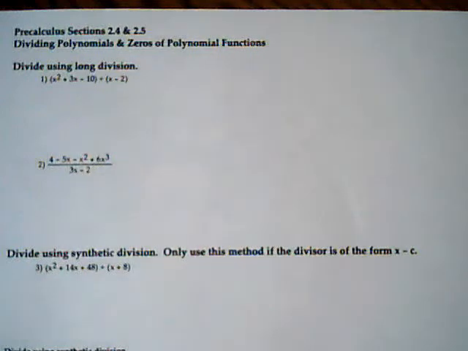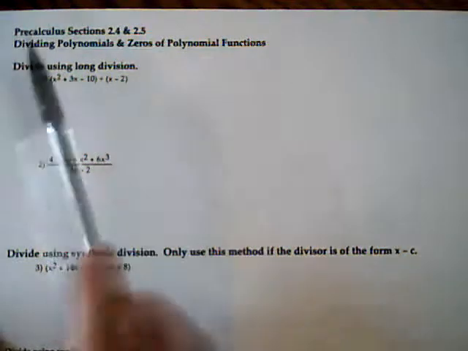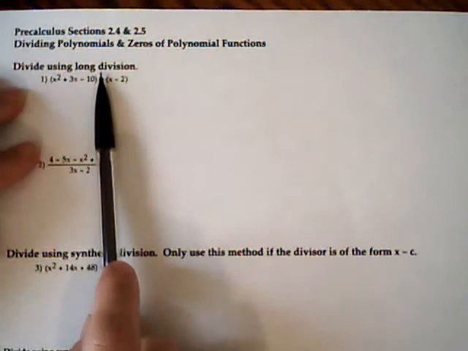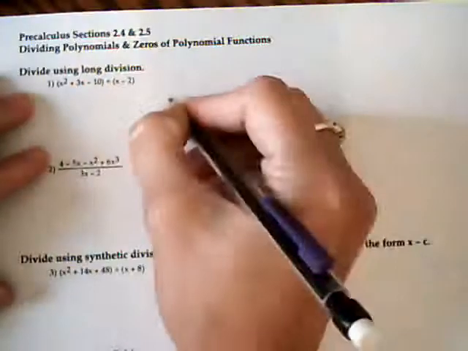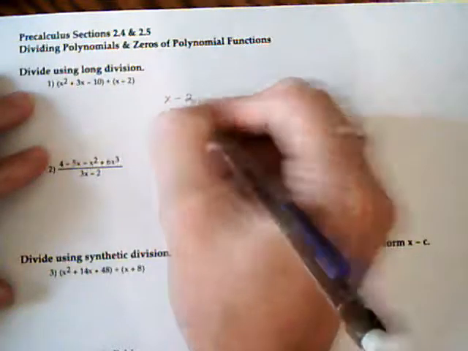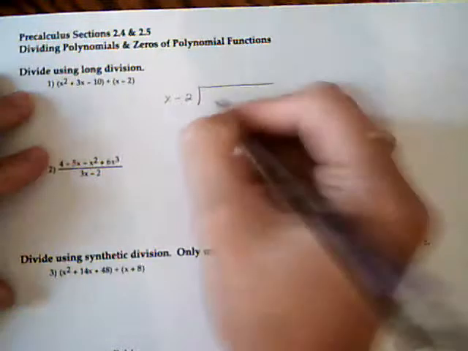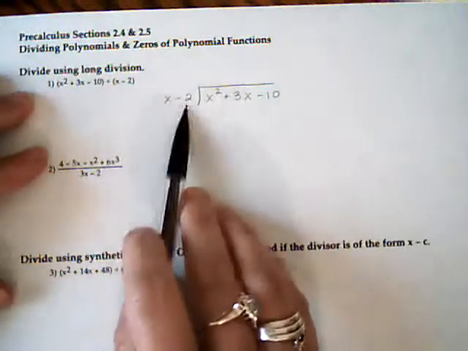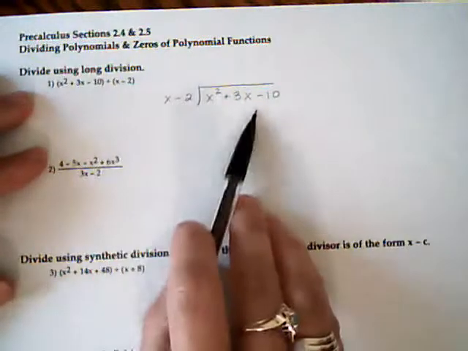Sections 2.4 and 2.5 are going to be combined in this video. The first thing we're going to look at is dividing polynomials, and the first way that I'm going to show you how to do this is by long division. By long division I mean the exact same process you have if you were dividing numbers. So we would set up the problem: x squared plus 3x minus 10 divided by x minus 2, just like a regular long division problem.